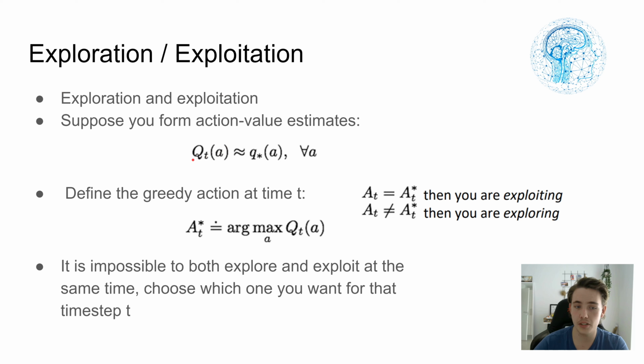So suppose you formed the action value estimate. We have this action value function here, and then we try to estimate it with the estimated return. Then we can define a greedy action at time t, which tries to maximize the reward, because we always want our robot to get the maximum reward and the maximum payout ratio when it's learning in the environment. But it is impossible to both explore and exploit at the same time, so we need to choose what we want to do each time we go through.